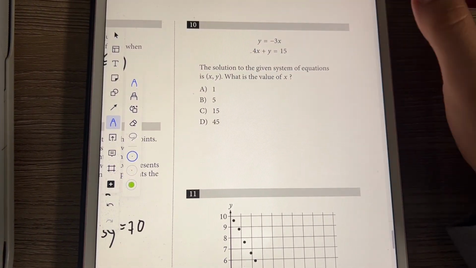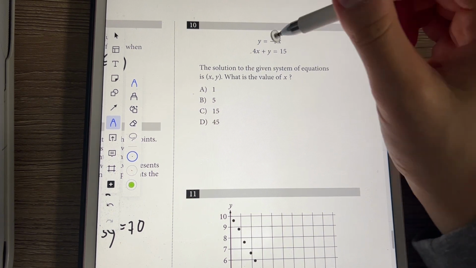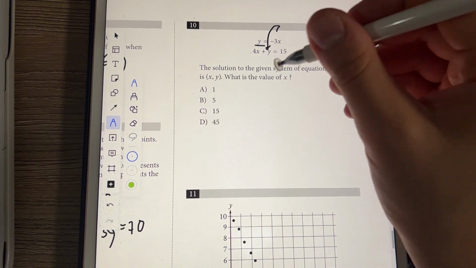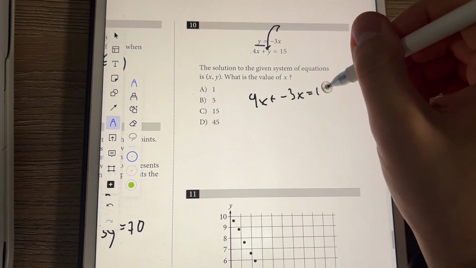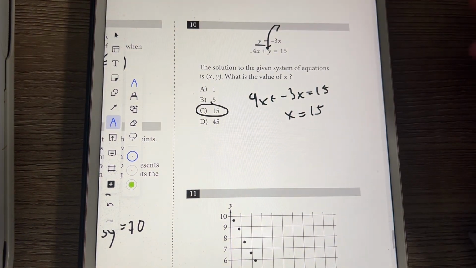How about question number 10? The solution to the given system of equations is x comma y. What is the value of x? Well, I see that we have y defined, and so I'm just going to substitute in negative 3x for y. 4x plus negative 3x is equal to 15. X is equal to 15. There's no need to solve for y on this one.